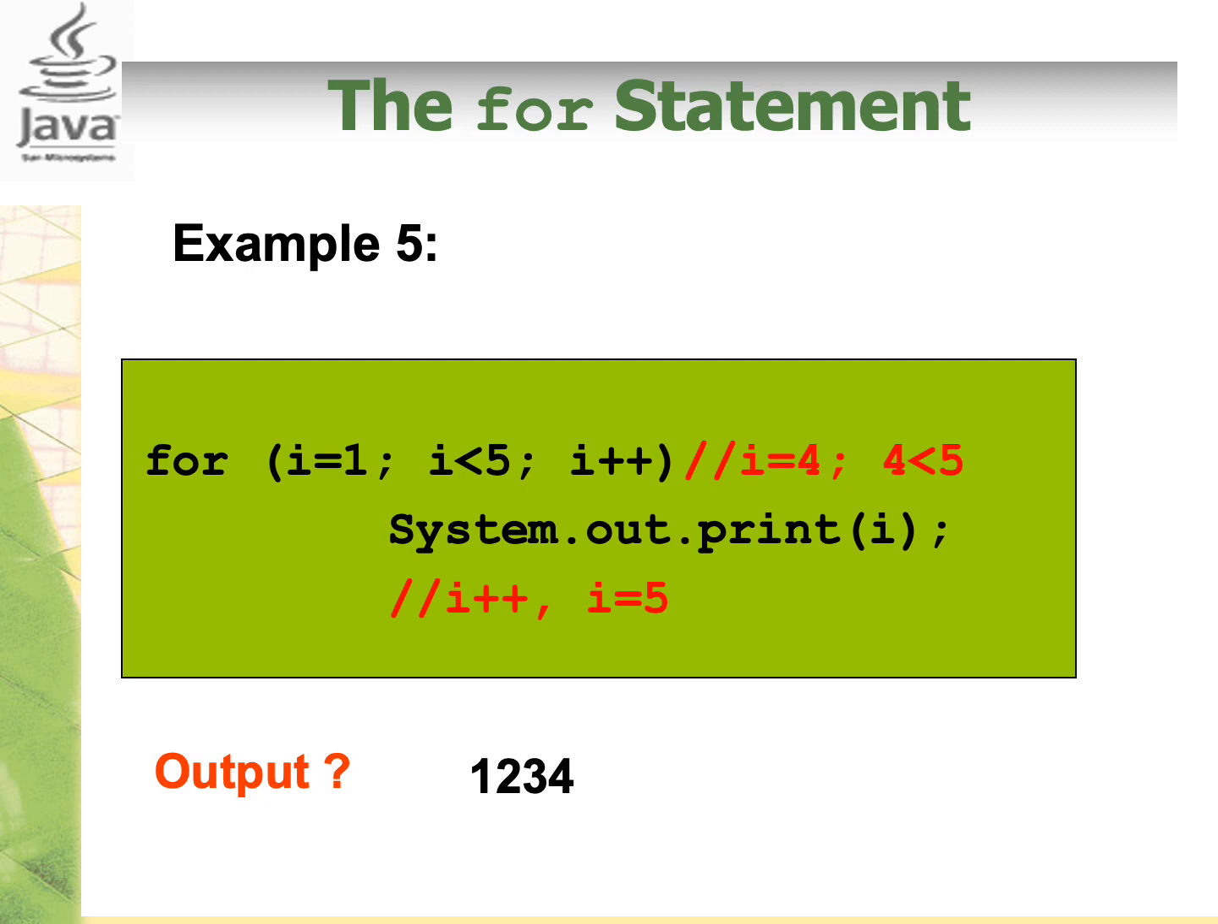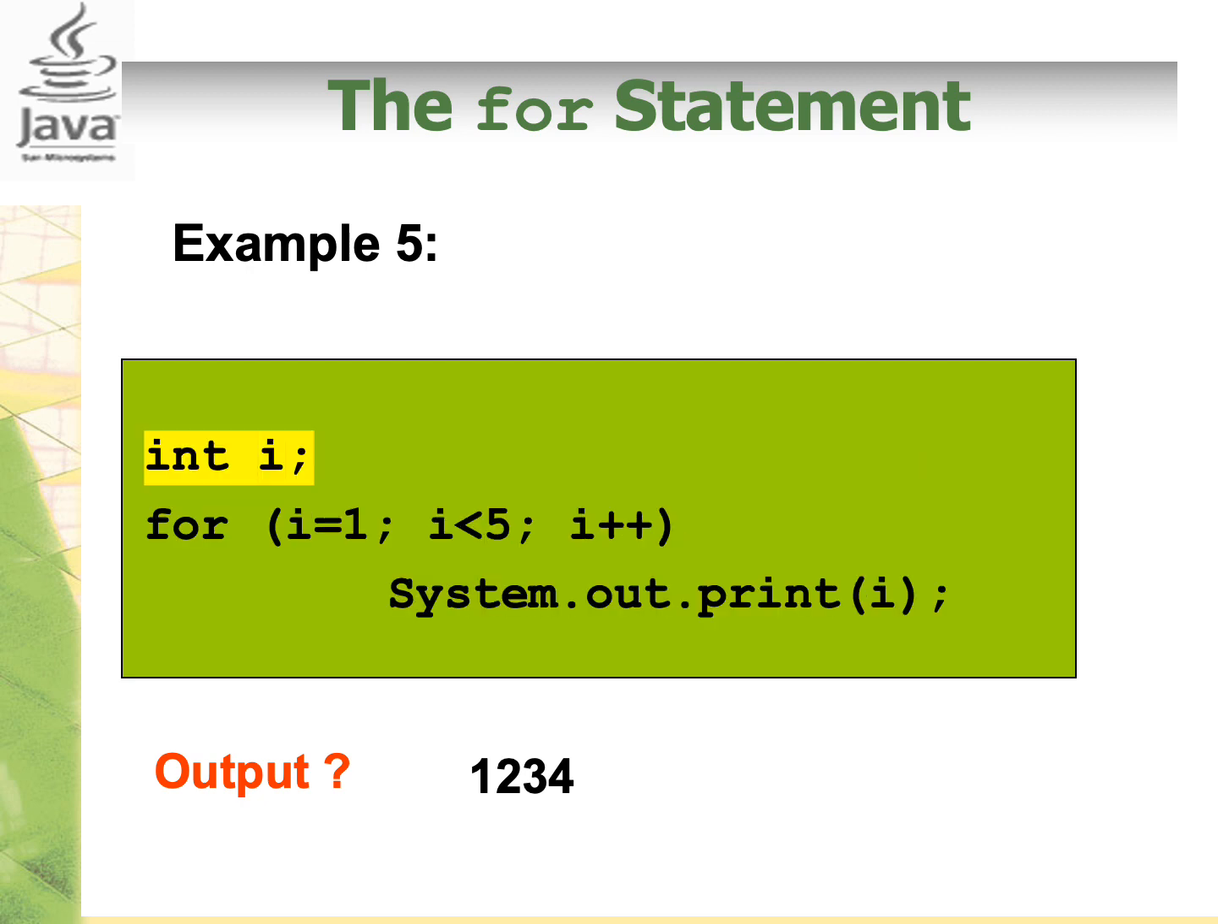In the next round, when I is 4, the condition is also true. It will print out the value 4, and then it will do the increment, so I becomes 5. When it checks 5 less than 5, the condition is false, so it exits the for loop. The final output from this code is 1, 2, 3, 4.